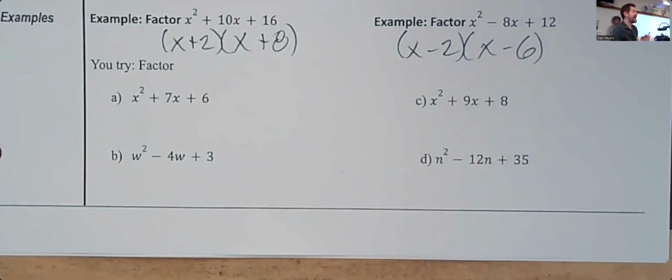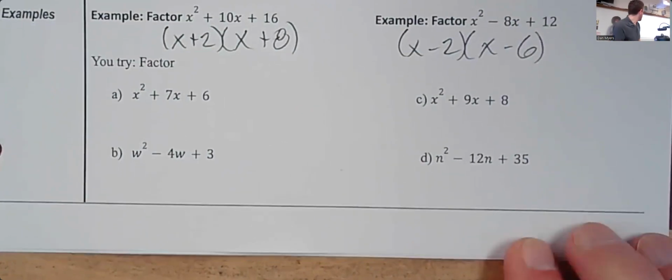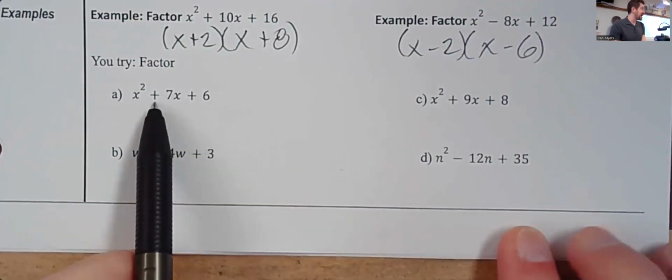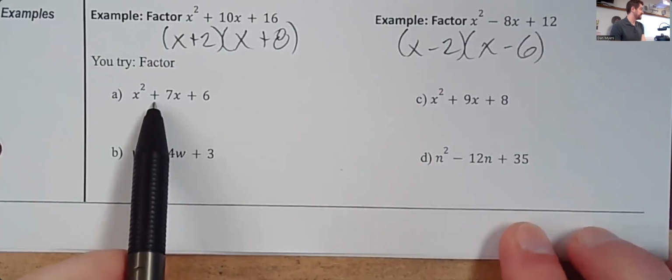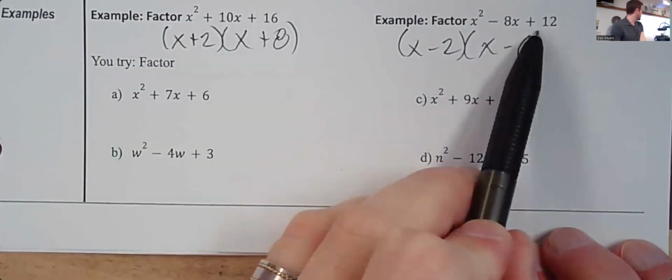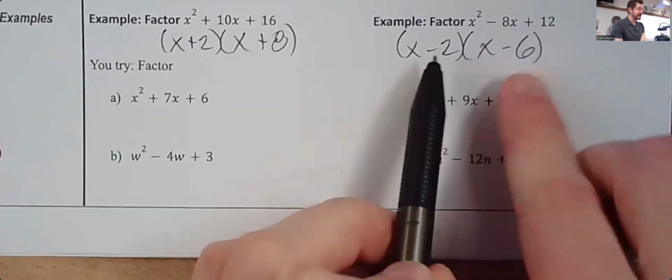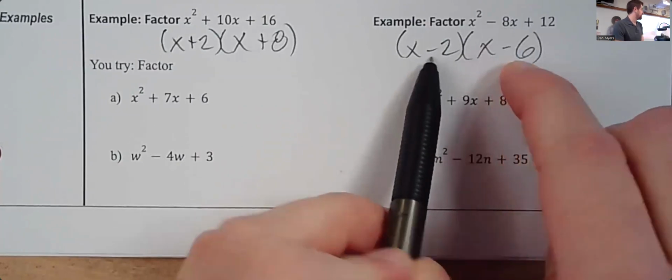It also does not matter which number goes in what set of parentheses. This could be plus 8, that could be plus 2. This could be minus 6, that could be minus 2. This looking familiar? It's kind of coming back a little bit. All right, so if the last number is positive and the middle number is positive, both factors are positive. If the last number is positive and the middle number is negative, both factors are negative. That's what we're dealing with.